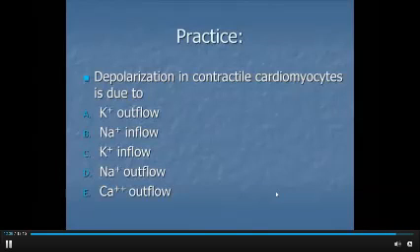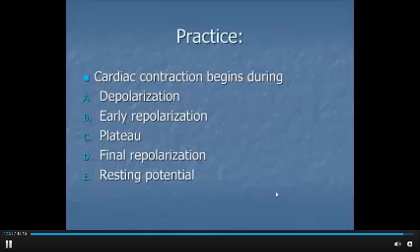Let's see if we can do a few practice examples. Depolarization in contractile cells is due to the sodium influx. Very good. Cardiac contraction. When do you think the cell will start contracting? Depolarization, early repolarization, plateau, final repolarization, or resting state? The answer is plateau, and that's of course because calcium enters the cell only during plateau.